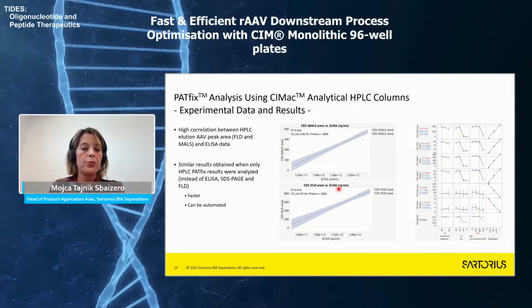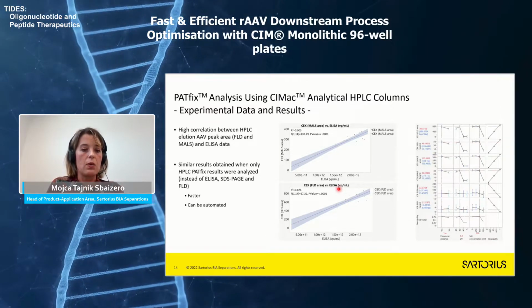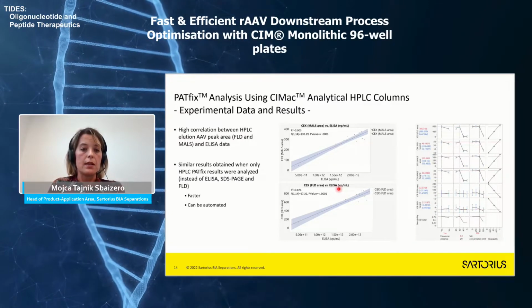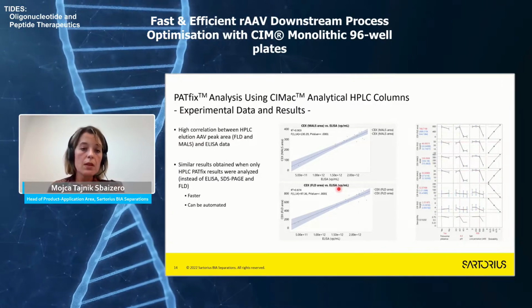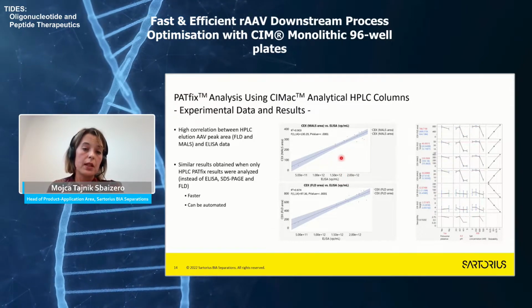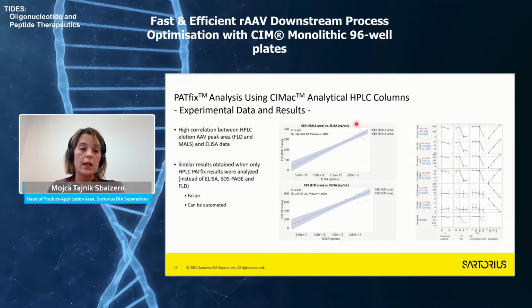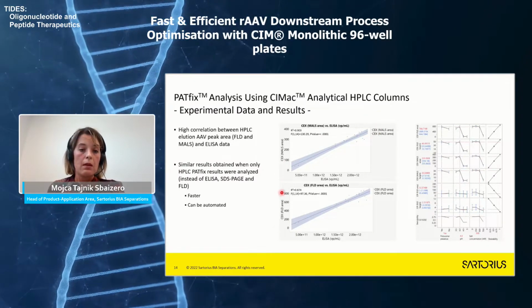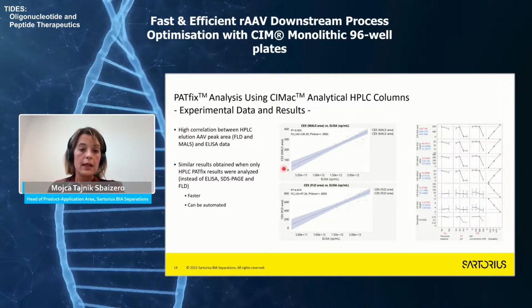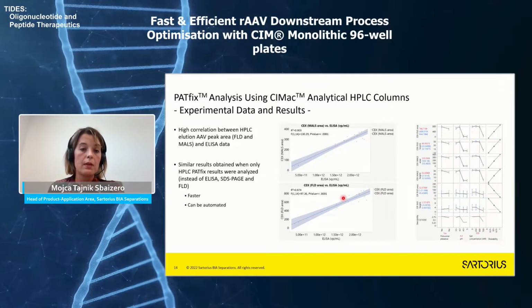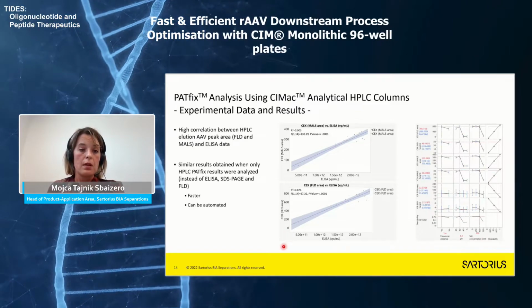First, we checked if we got some correlation between our HPLC data and the ELISA titer. We see here that we obtained a correlation between the area of the light scattering in the AV peak and the ELISA titer, as well as the area of the fluorescence compared to the ELISA titer.